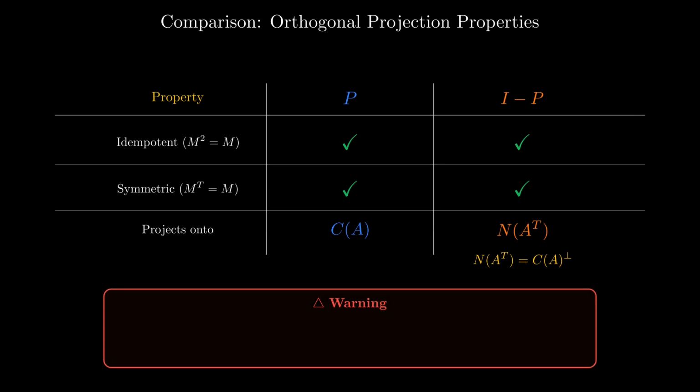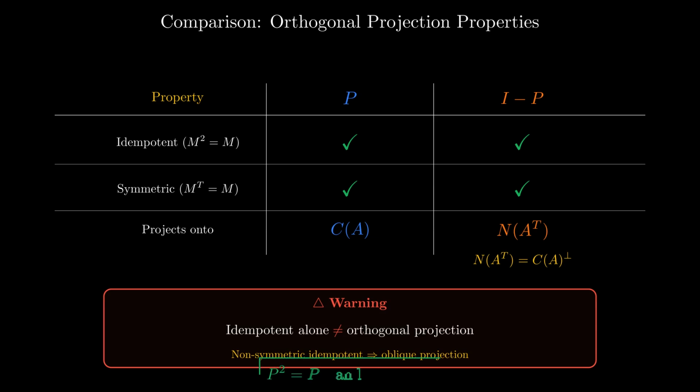One important warning: idempotency alone does not guarantee an orthogonal projection. A non-symmetric idempotent matrix produces what's called an oblique projection. The decomposition is not into perpendicular pieces. You need both conditions: P squared equals P, and P transpose equals P.